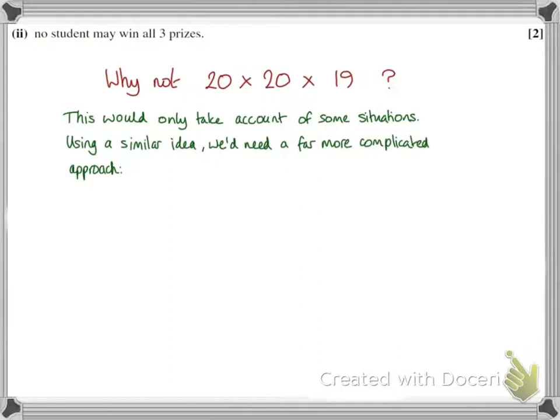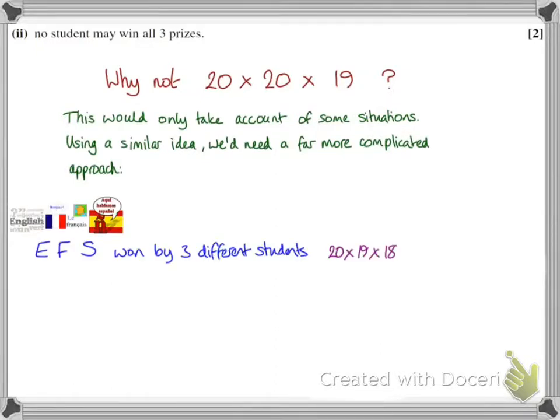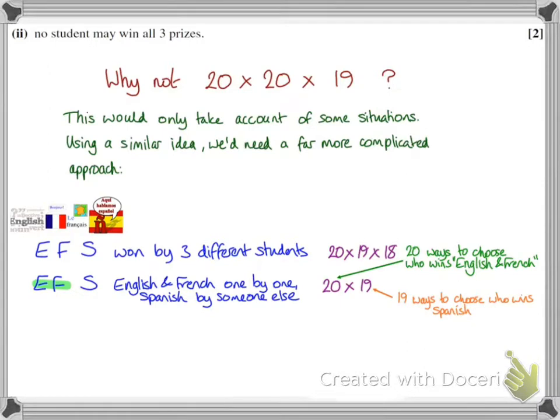This sort of approach can be used successfully, but it's much more difficult because we need to think a bit more carefully than that. We'd still have the first possibility of all 3 prizes going to 3 different students, like in part 1 of the question, 20 multiplied by 19 multiplied by 18. But then, we could give the English and the French both to one student and the Spanish to another student. So we could say there's 20 ways of choosing who gets the English and French and 19 ways of choosing who gets the Spanish prize.